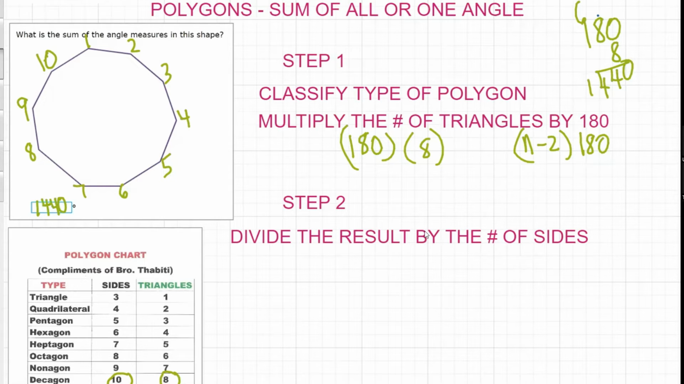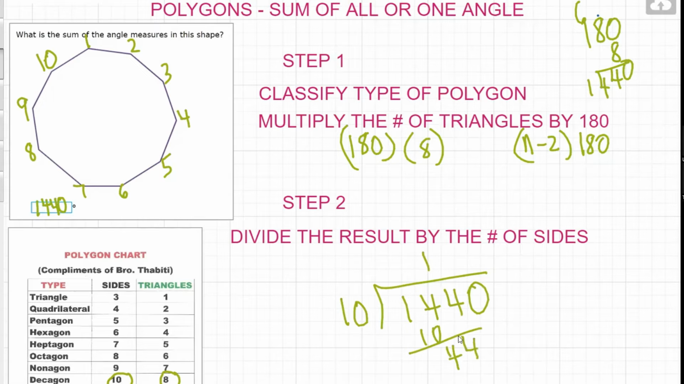If we want to figure out one single angle, we're going to have to divide by the sides, and we knew the sides were 10. So we have 1,440 divided by 10. 10 goes into 14 one time, that's 10. That leaves us 44. It goes into there 4 times, that's 40. That leaves us 4 and 0. It goes into there 4 times. So 144 represents a single angle here, and the sum of all the angles is 1,440. If you got that, give yourself a round of applause.